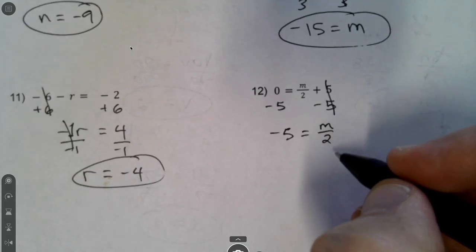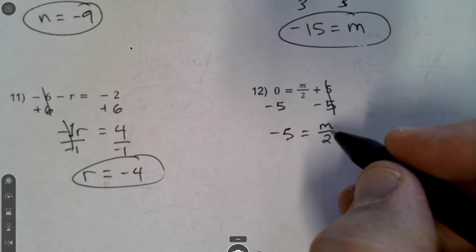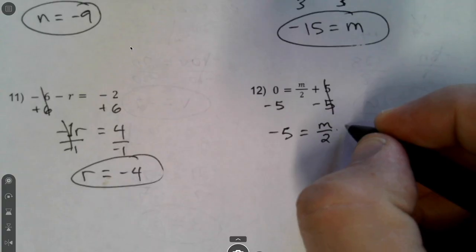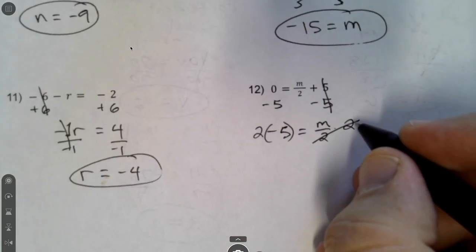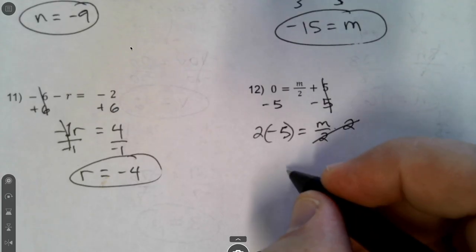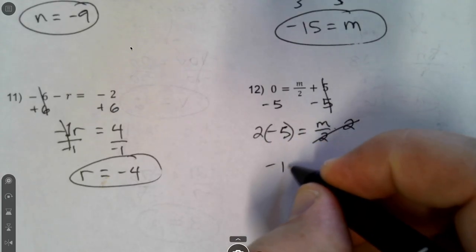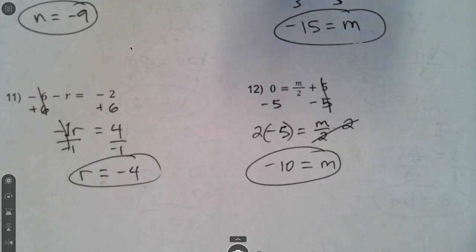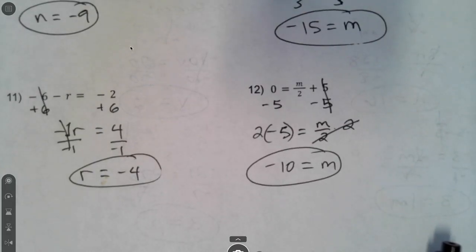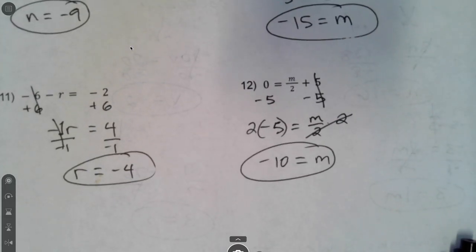They're dividing m by 2. This is m divided by 2. So the opposite is multiplying both sides by 2. 2 divided by 2 is 1. That's why I cross those out. 2 times negative 5 is negative 10. So that's how we do type 1 and type 2 for the two-step equations.